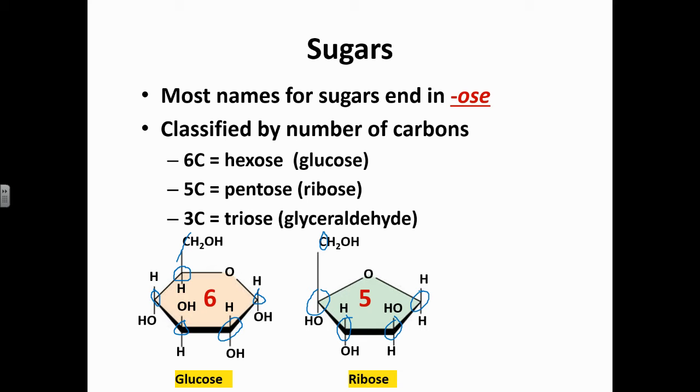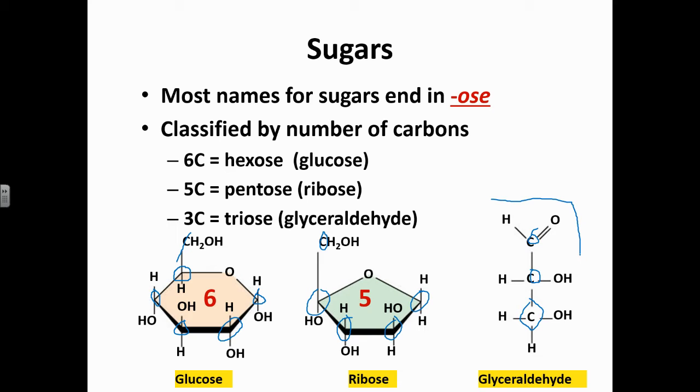A 3 carbon sugar is referred to as a triose. An example is a molecule we see in photosynthesis and respiration. It's called glyceraldehyde. And again, so here's our 1, 2, 3 carbons. And you'll notice that this molecule here is represented in a linear form. These 2 are represented in a ring form. Doesn't matter, just as long as you understand where the carbons are located.